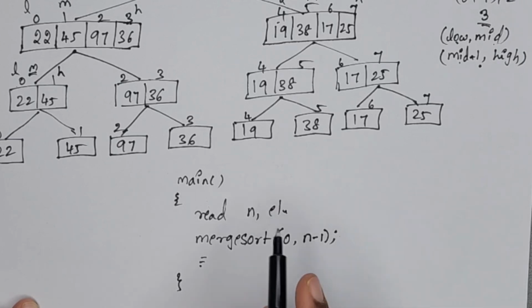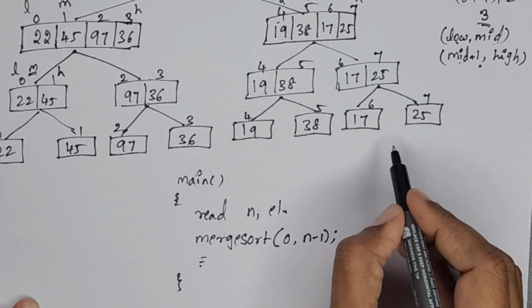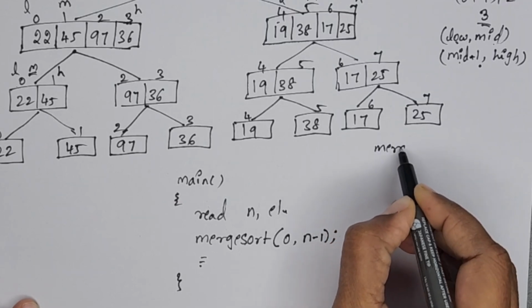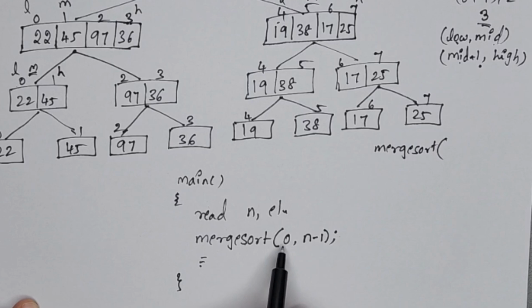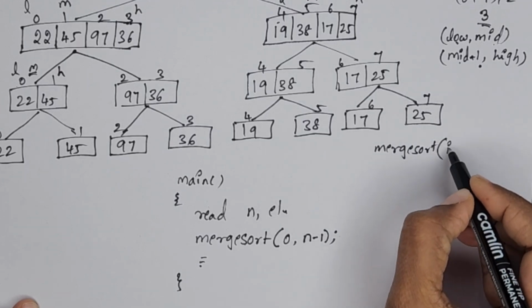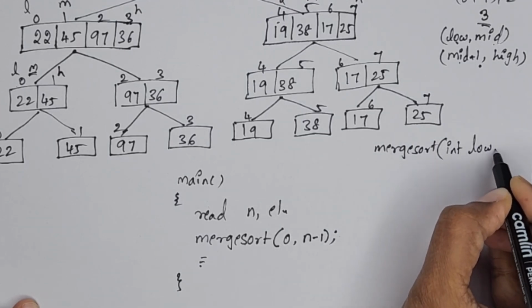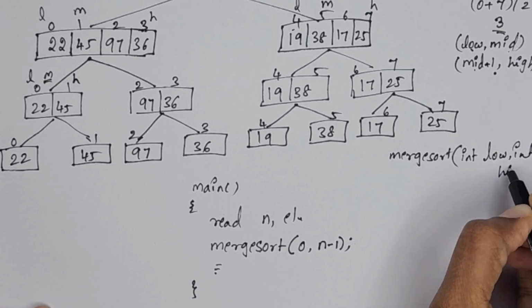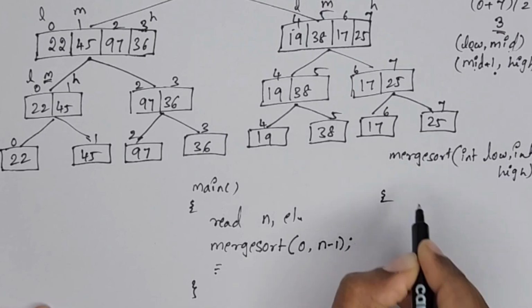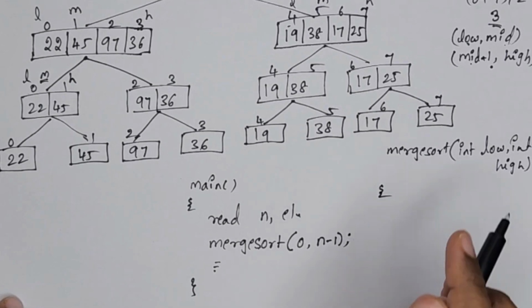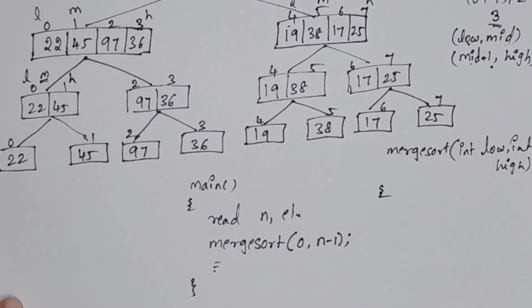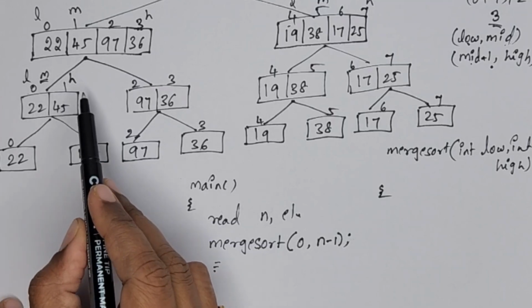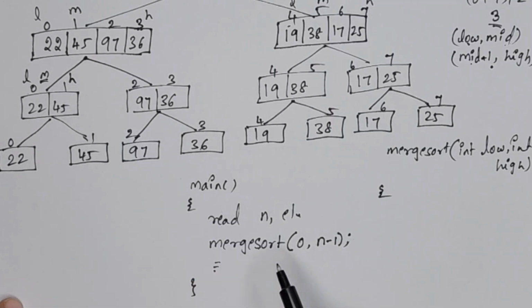Now in the merge sort function, we'll divide the elements. For merge sort, we are sending two values. The first element index is assigned to low, and the last element index is assigned to high. In this merge sort function, with low and high, first we have to calculate the mid value, and only if low is less than high.